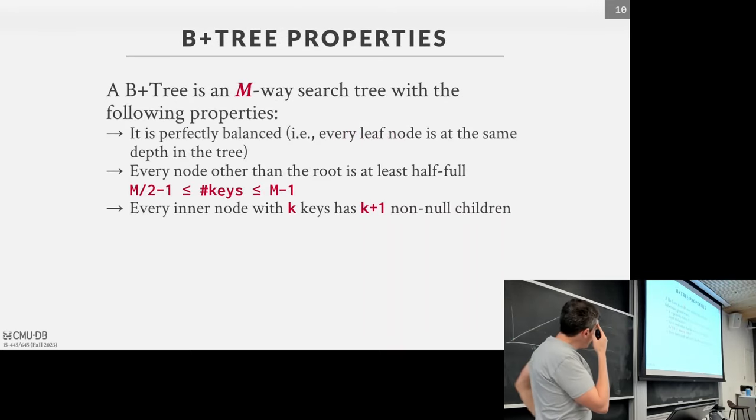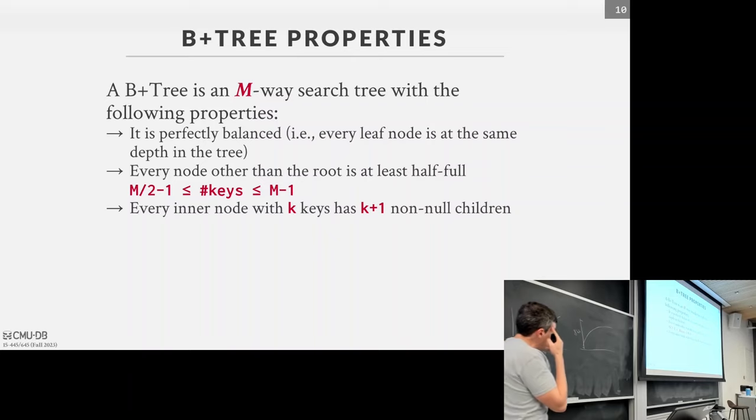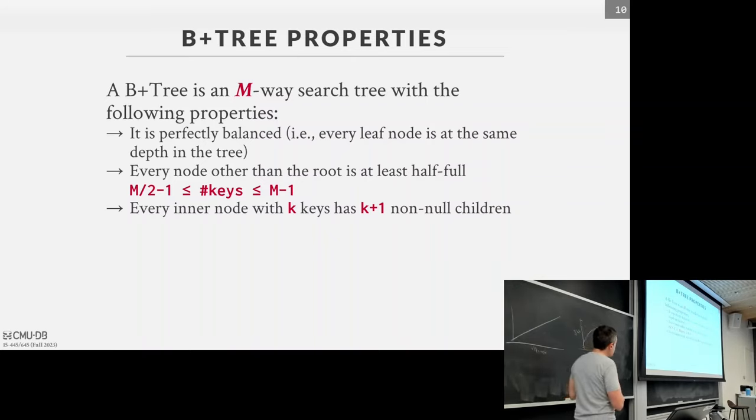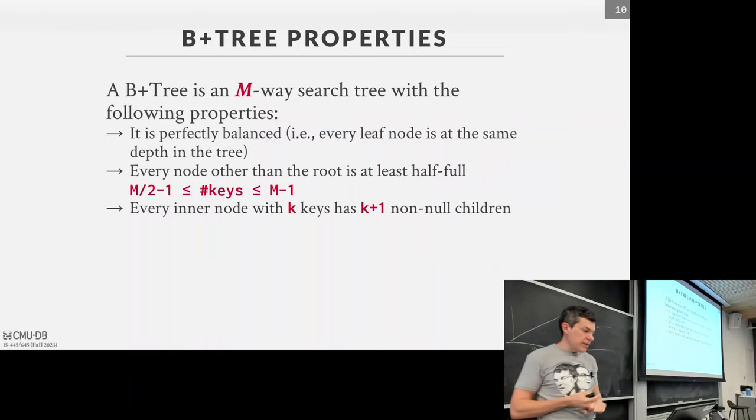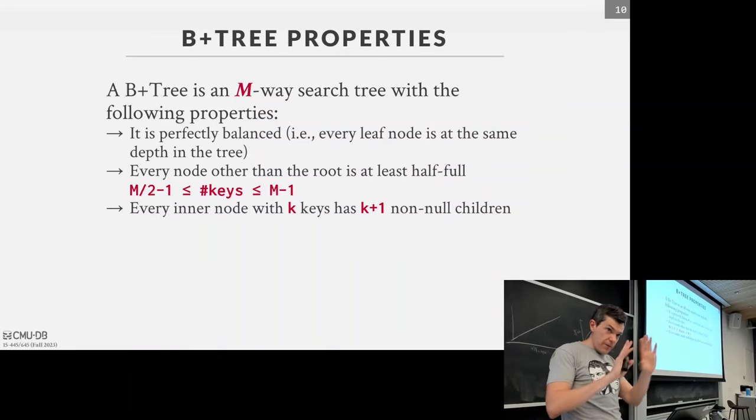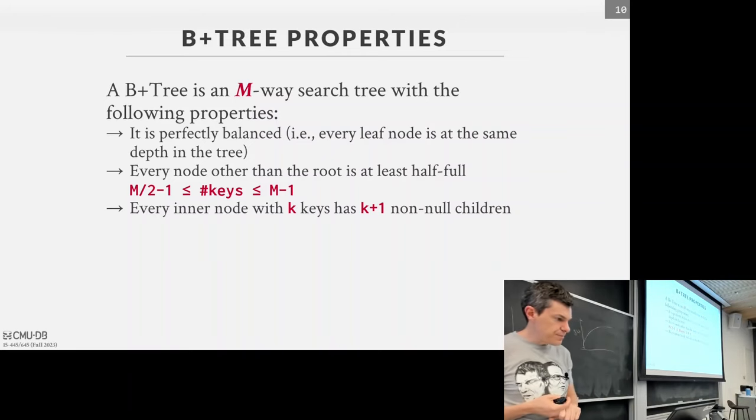So more formally, we could say that a B+ tree is going to be an M-way search tree with the following properties. First is that it's going to be perfectly balanced, meaning that every leaf node in our tree structure is going to have the same depth. It means the same number of levels down from the root to that leaf node. And again, Postgres is going to violate this a little bit. Some people do. But for the very beginning, assume that's the case.